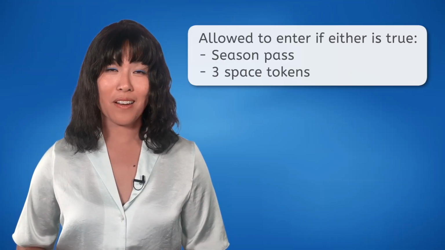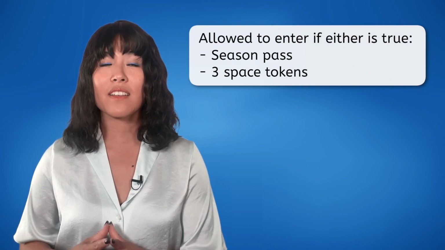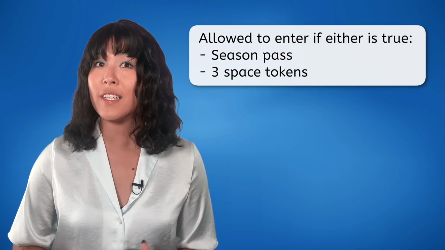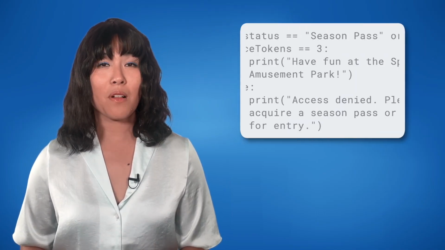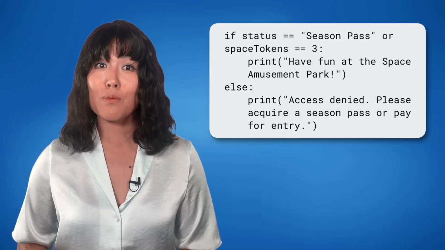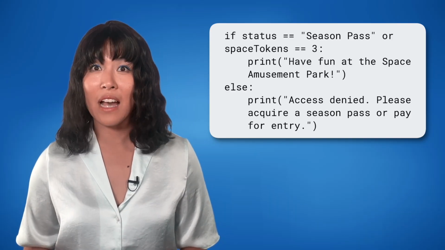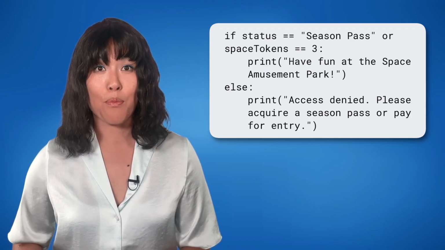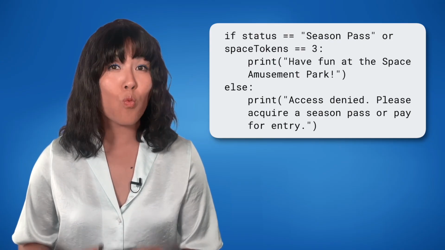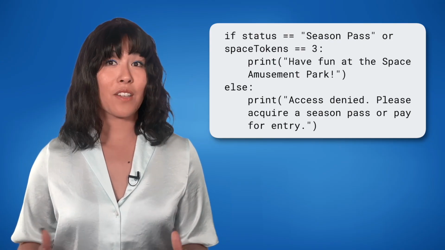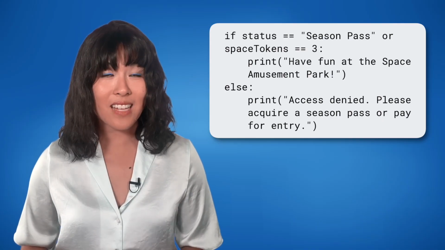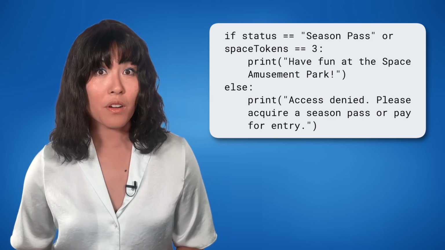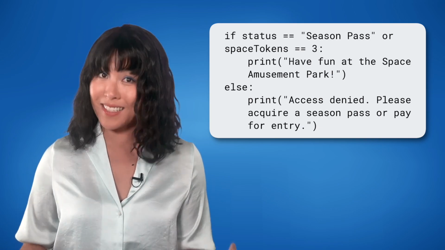At the Space Amusement Park, patrons gain entry either if their status is equal to Season Pass or if they pay the entry fee equal to 3 space tokens. In this example, a patron is allowed entry to the Space Amusement Park if they are either a Season Pass holder or they pay the entry fee of 3 space tokens. The or operator facilitates entry when at least one of these conditions is true. In fact, if the patron was both a Season Pass holder and had the 3 tokens to pay the entry fee, the if statement would still be true. With or, if both are true, the whole statement is still true.